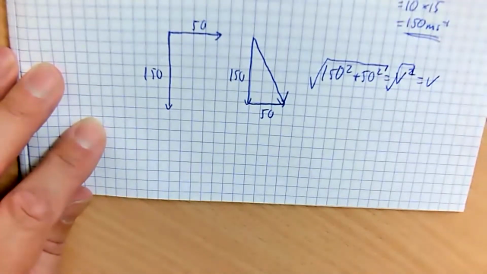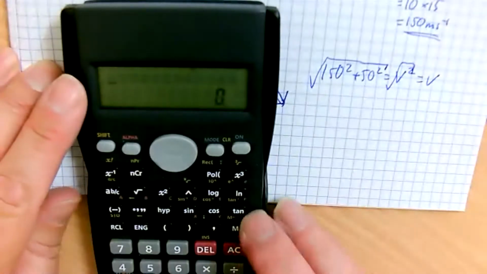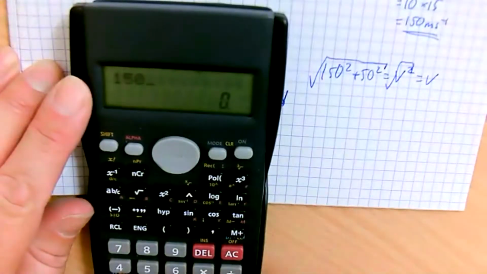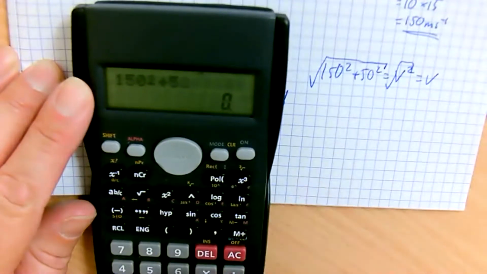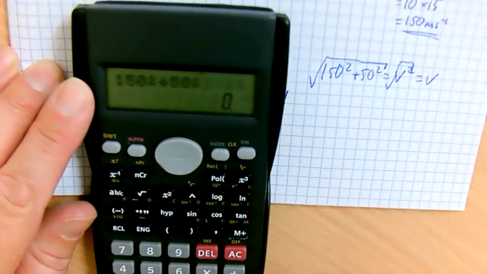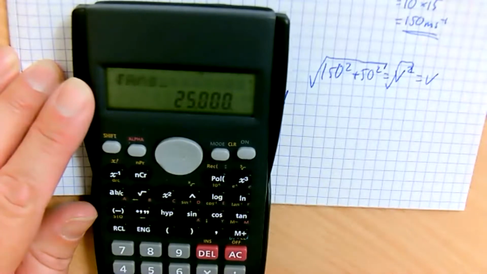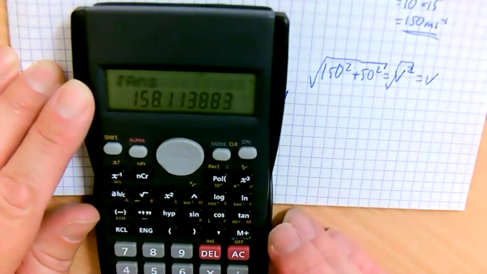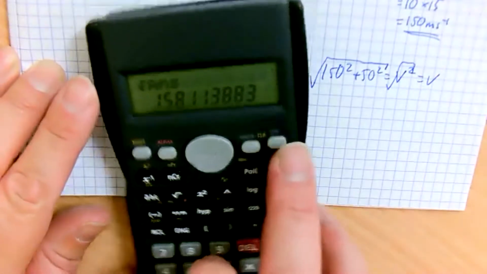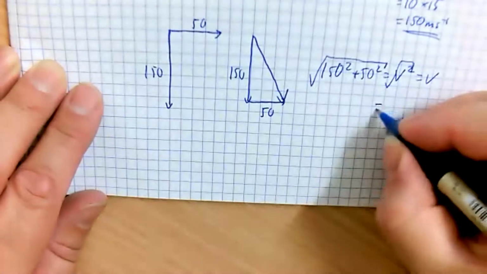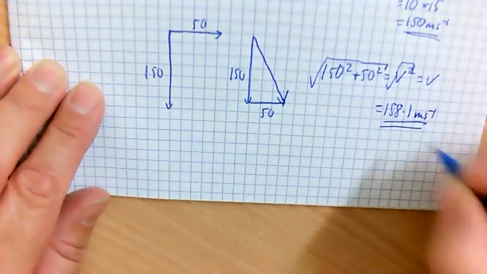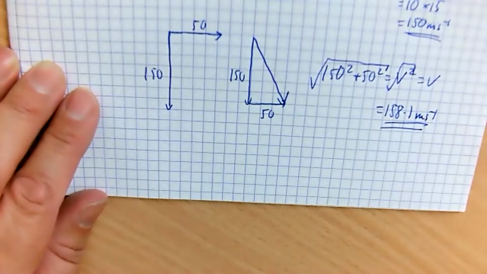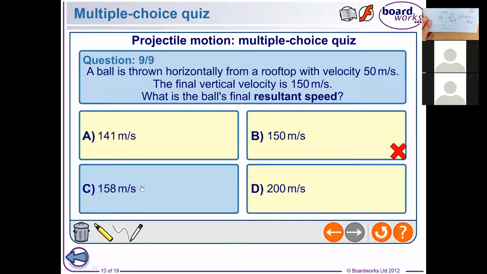So you just plug that into your calculator. It's 150 squared plus 50 squared equals, and then square root the answer, which gives you 158.1. Okay, there's your final answer. We look at that in our options. It's 158 is the answer.